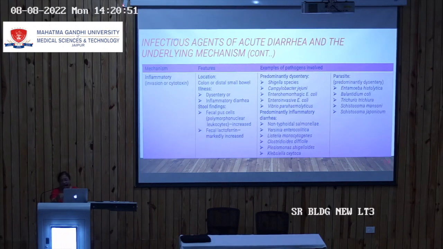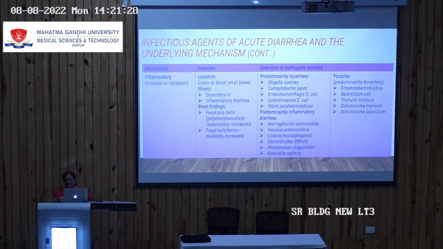Then agents are generally for dysentery. First important cause is Shigella species, Campylobacter, and enterohemorrhagic E. coli. As the name itself says, it is hemorrhagic. It causes the person to lose blood. This is enterohemorrhagic. Enteroinvasive E. coli invades the mucous membrane. Then there is Vibrio parahemolyticus. These are for dysentery. For diarrhea, there are Yersinia, Listeria, Plesiomonas and Klebsiella, etc.